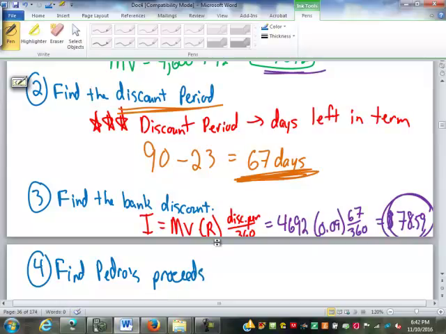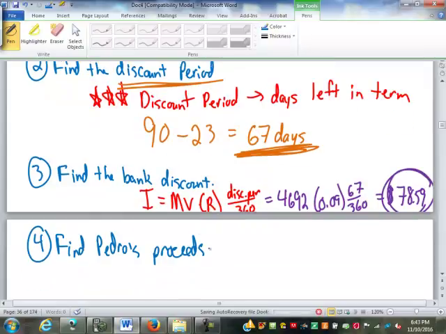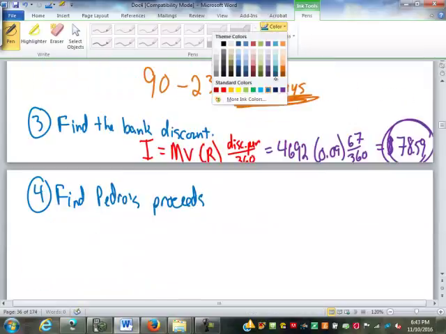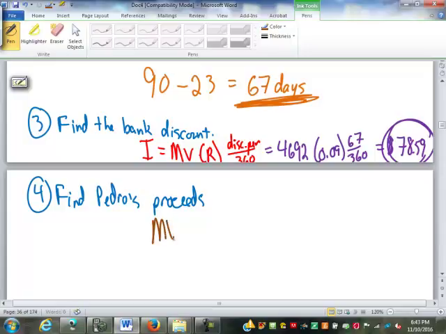That's kind of a tongue twister for you, isn't it? Pedro's proceeds. The proceeds are the maturity value minus the discount.